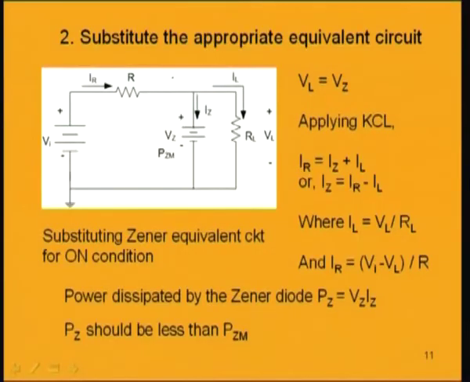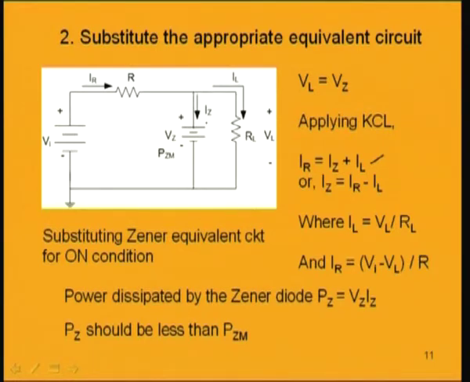So, using Kirchhoff's current law, I Z and I L are outgoing currents, I R is incoming. So, incoming current is equal to the sum of the outgoing currents, I R is equal to I Z plus I L. Now, you can find out what is I Z, the Zener current, that is equal to I R minus I L. Now, what is I L? Load current, V L by R L, V L is nothing but V Z.